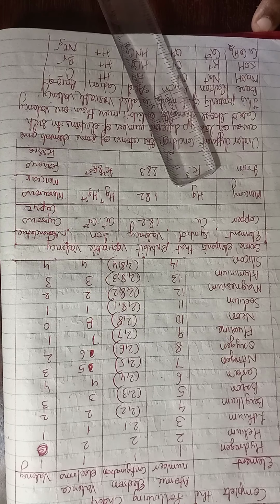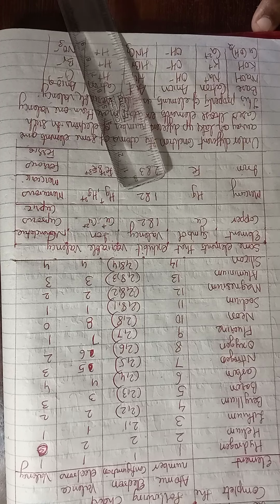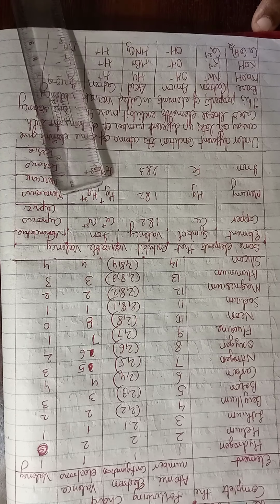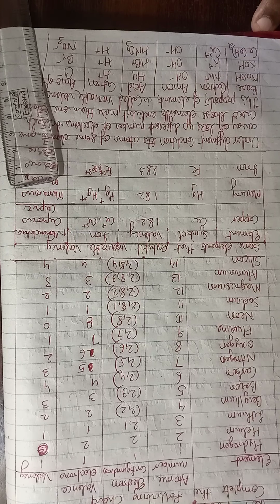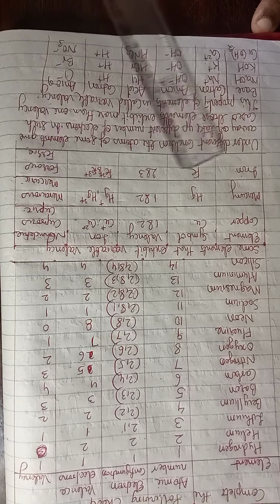Take mercury, symbol Hg, valency can be either 1 or 2. If it is 1, it is Hg+, if it is 2, it is Hg2+. If it is 1, it is mercurous, if it is 2, it is mercuric.